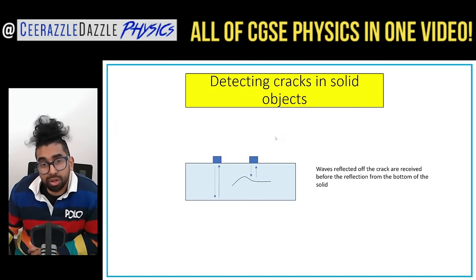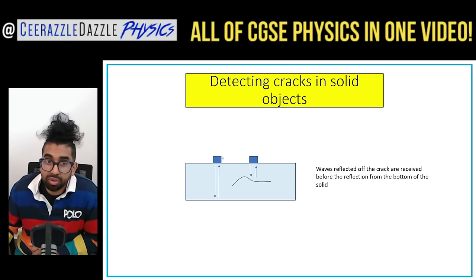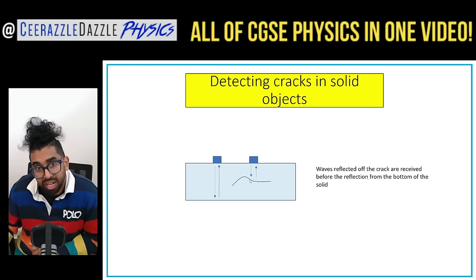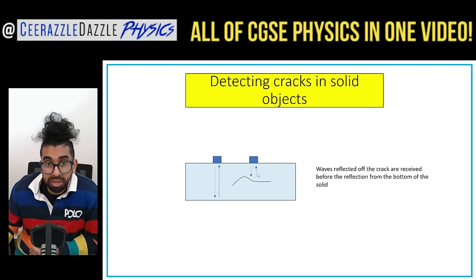Detecting cracks in solid objects. Let's say, for example, we have a solid block over here and there's a crack inside it. We can place an ultrasound emitter on one side. It will send out a wave. It will travel down, hit the edge of the box at the back and travel back up to us. But it can also hit the crack and return back as well. So obviously we can determine if a crack is present because that echo time will be shorter, because it's traveling a shorter distance.